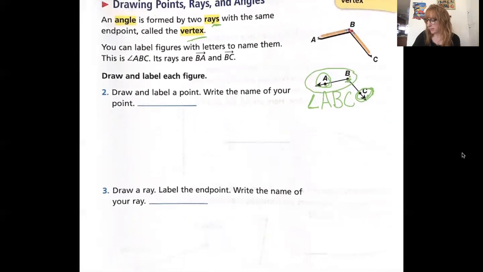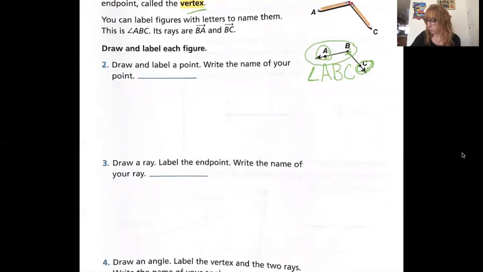So if we draw and label each figure, we're going to draw and label a point. The example we used today was a point and then a letter S. And you can do any letter that you want, just like a variable. But for the entirety of the problem, you would want to use that letter.